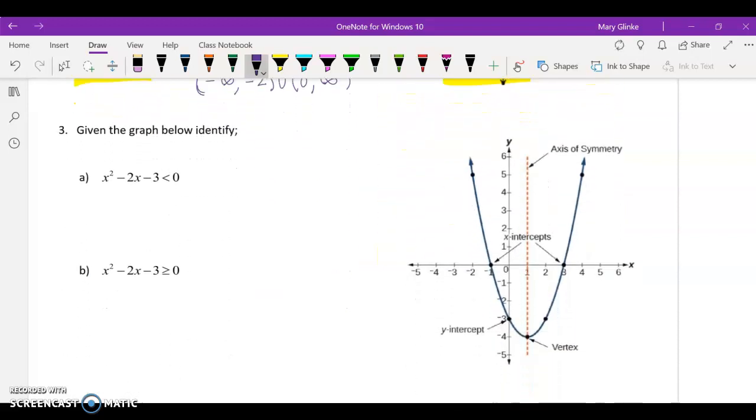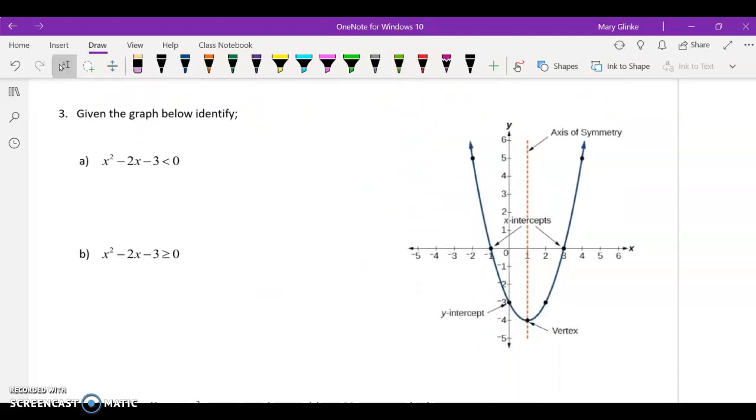So take a look at number 3, and before you hear the explanation, go ahead and pause the video and see if you can identify these two inequalities based off of the graph.